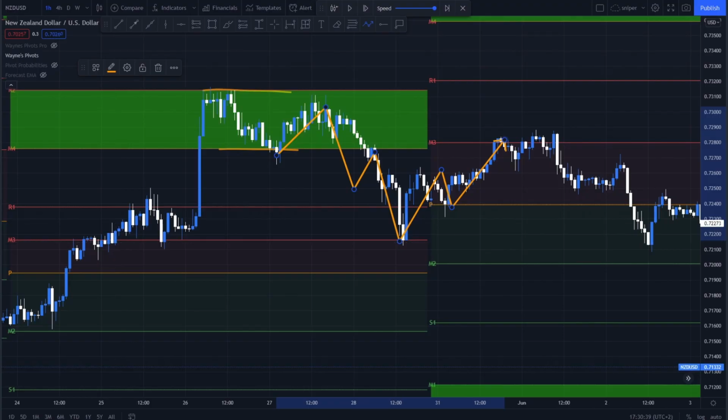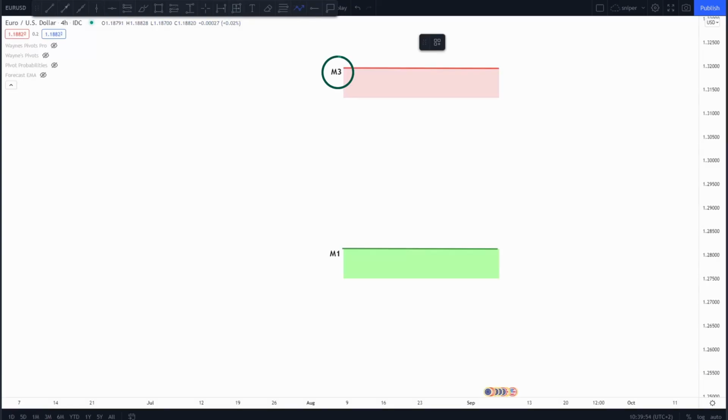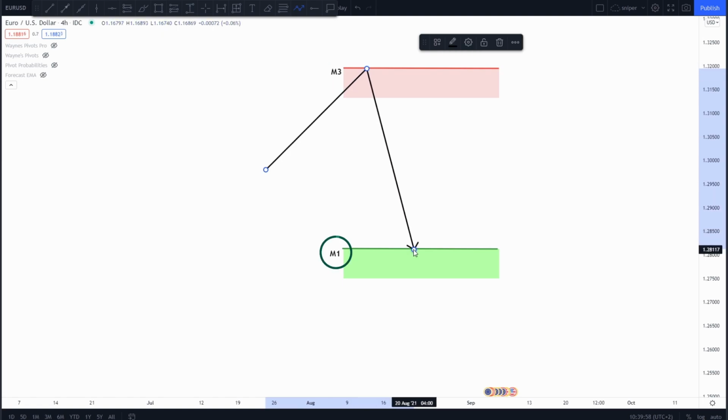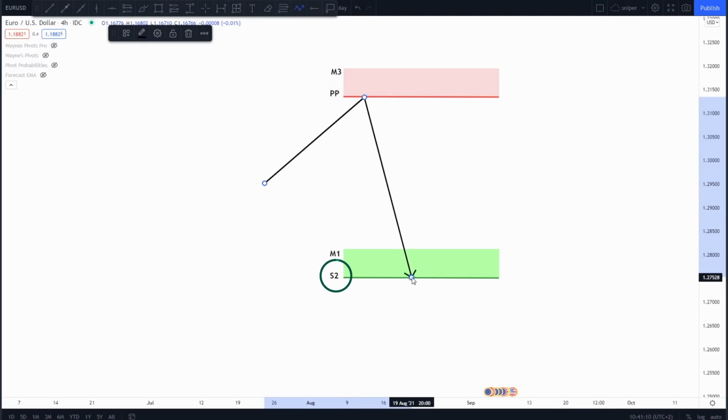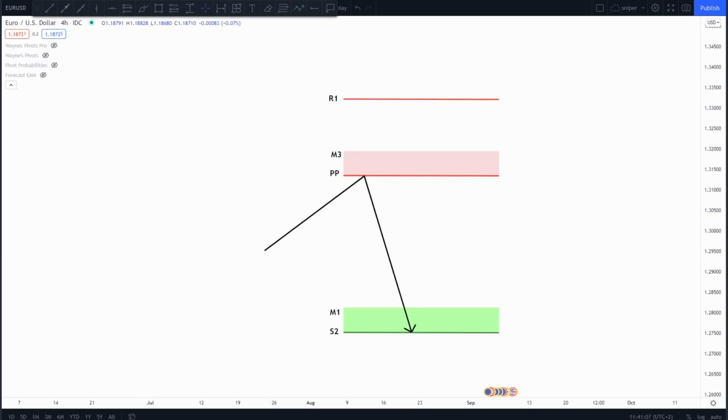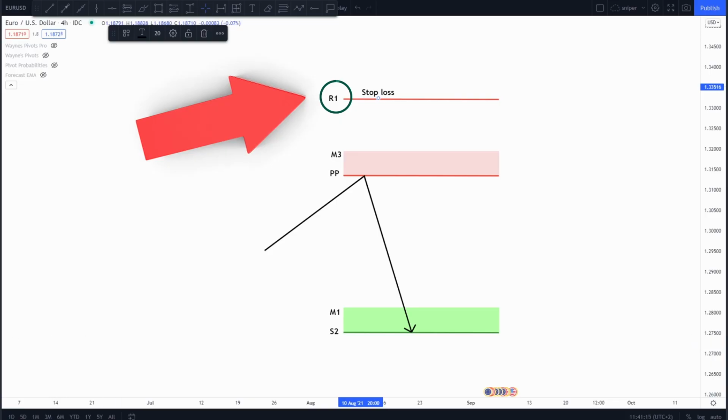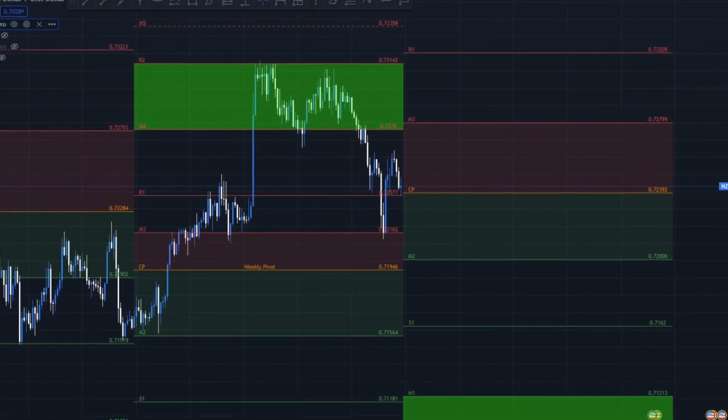And at resistance, you should find the pivot level M3. When the price reacts off M3, you should be targeting M1. In a more aggressive market, you can actually see that price comes up to the central pivot. And if it reacts off the central pivot, you should target S2. And the stop loss strategy for sellers is that you should have your stop loss above R1. Let's look at this bearish setup.